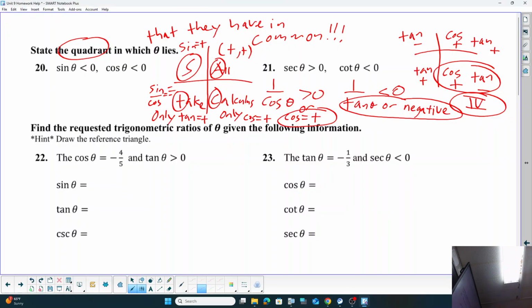I'm going to pause and make sure we did that right. You did it right. So number 21 is going to be quadrant 4, the right answer that they both have in common. So you tried number 20 now? Okay, find the requested trigonometric ratio.